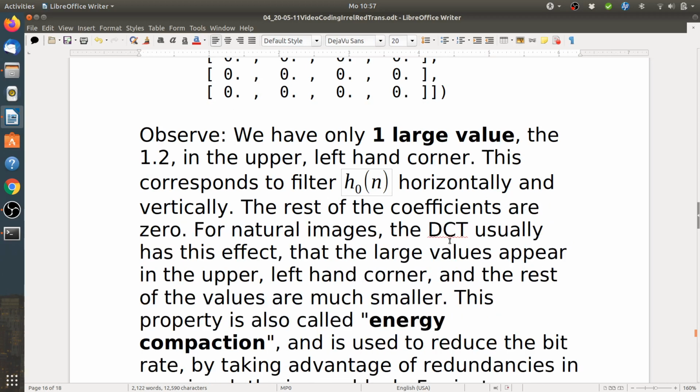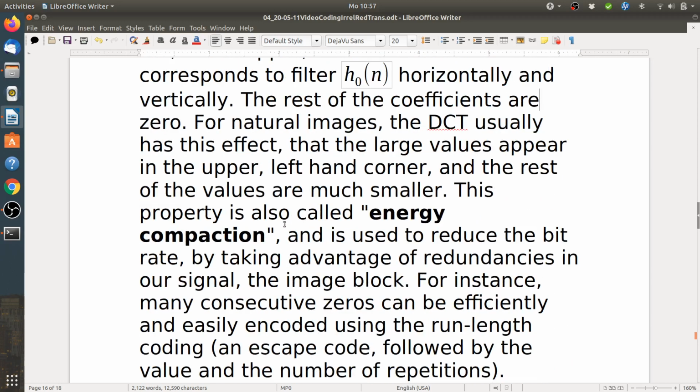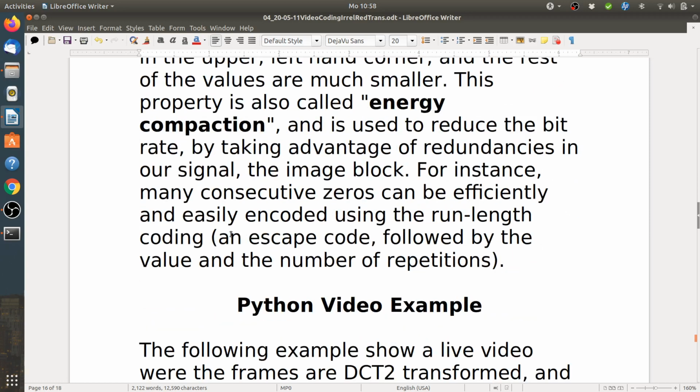For natural images, the DCT usually has this effect that the large values appear in the upper left-hand corner and the rest of the values are much smaller. This property is called energy compaction and is used to reduce the bit rate by taking advantage of the redundancies in our signal, the image block. For instance, many consecutive zeros can be efficiently and easily encoded using the just mentioned run length coding. So this would be an escape code followed by the value of the number and the number of repetitions, right?